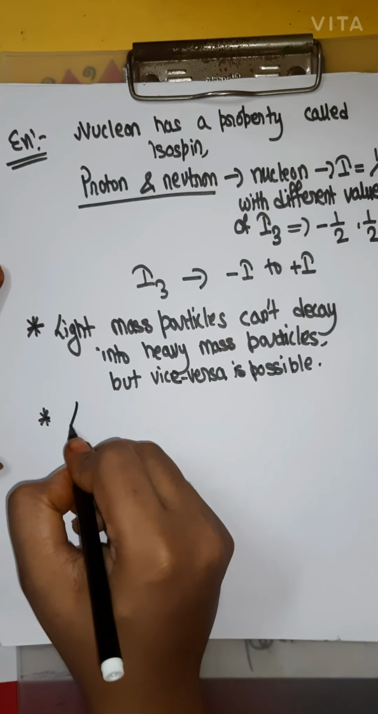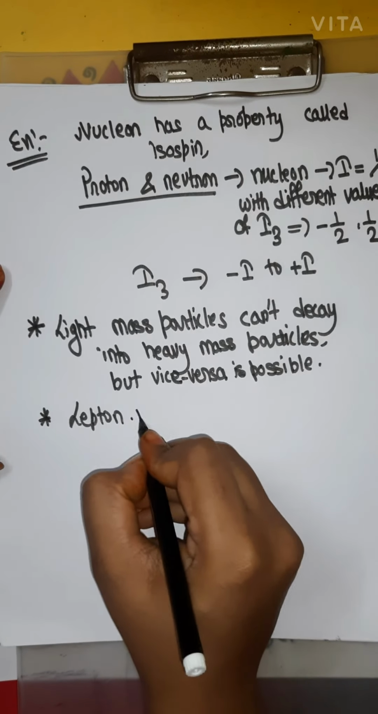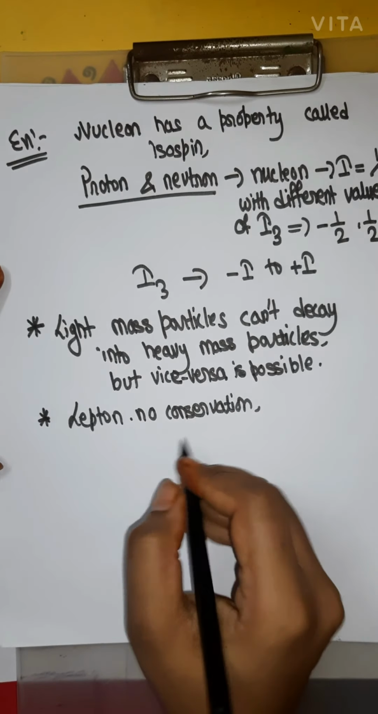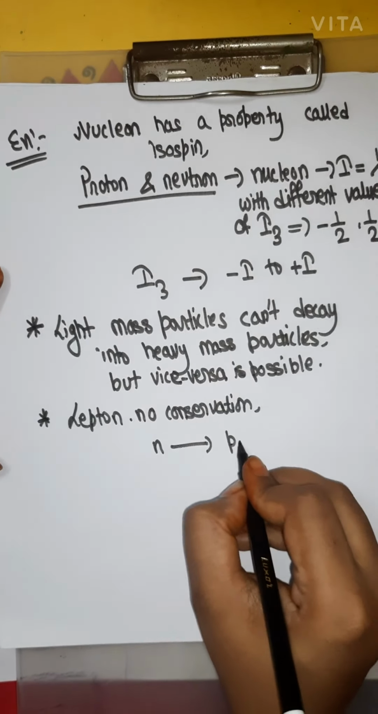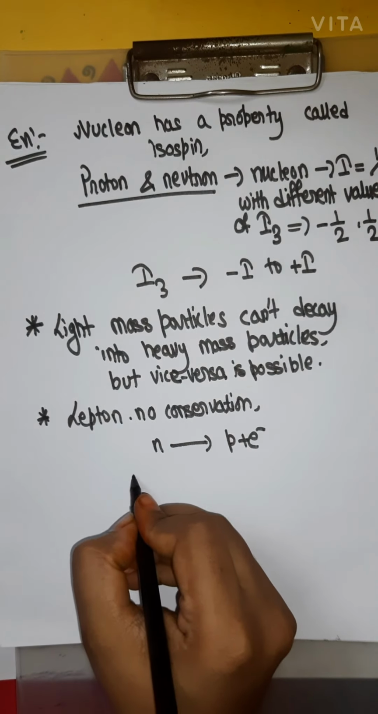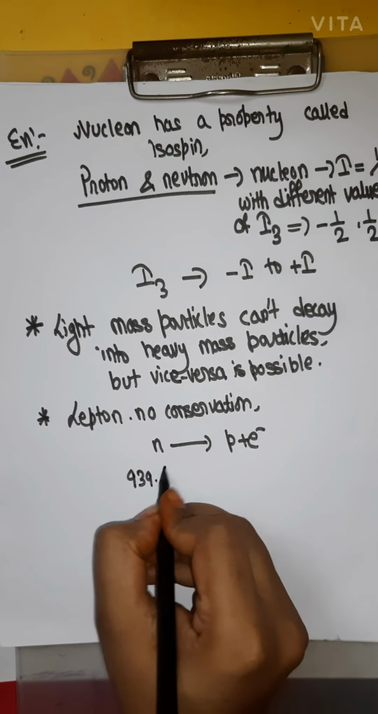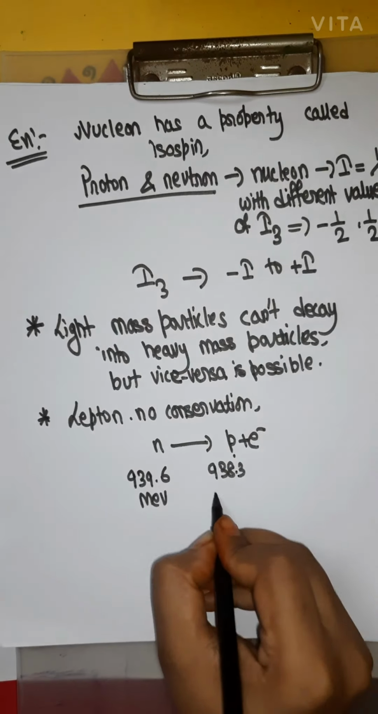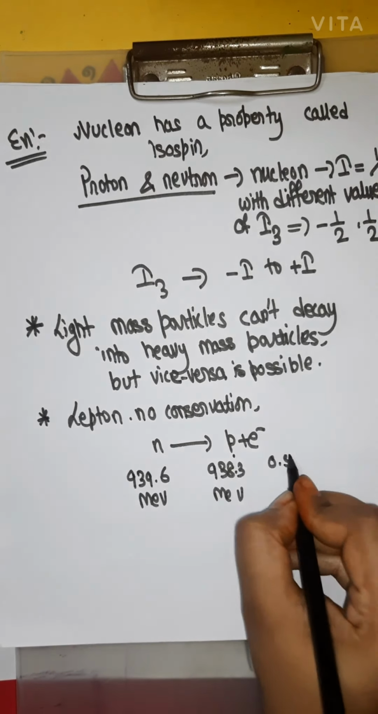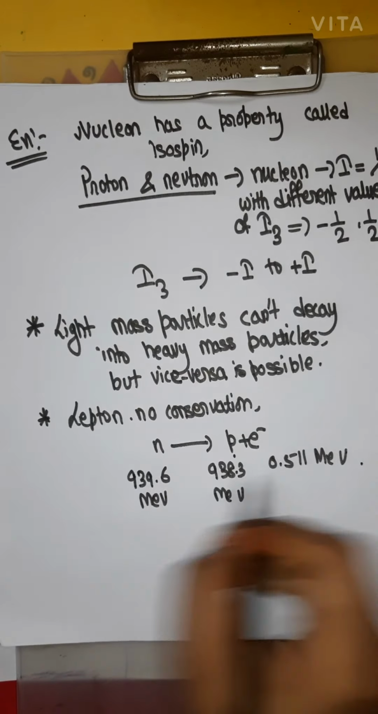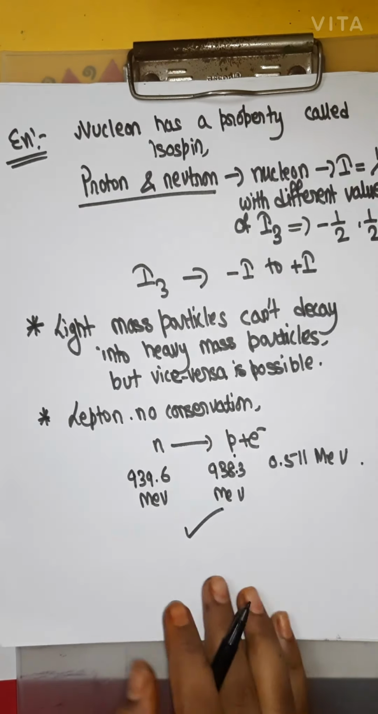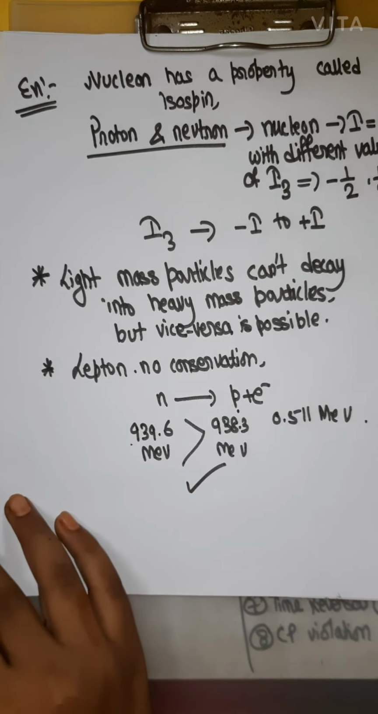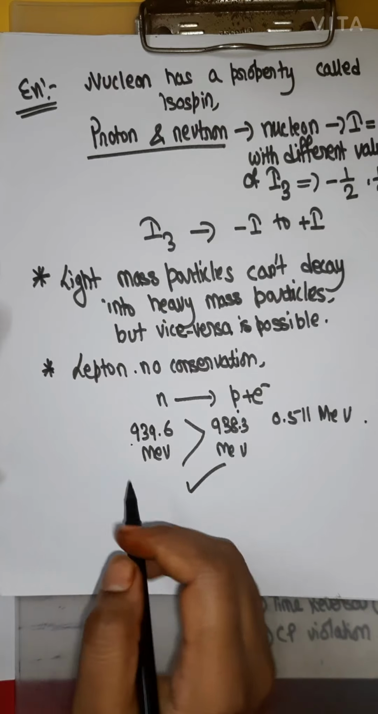Now lepton number conservation: we will have to check it for a reaction. Let us say a neutron decays into a proton plus an electron. For the neutron we have energy 939.6 MeV, for the proton 938.3 MeV, and for the electron 0.511 MeV. So we checked, and energy conservation is possible because the mass on the left hand side is greater than the mass on the right hand side. So we will check lepton number conservation.